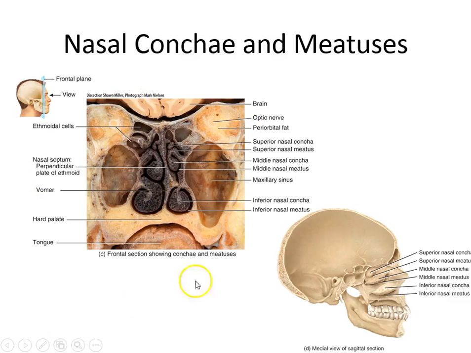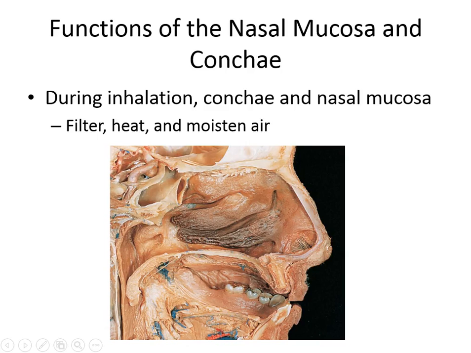So here's a view from the front. This is a frontal section getting cut, and you can see the conchae and their curves. As soon as air comes in, it gets started on filtering, heated and moistened. We don't want it to go in dry and cold into our lungs.